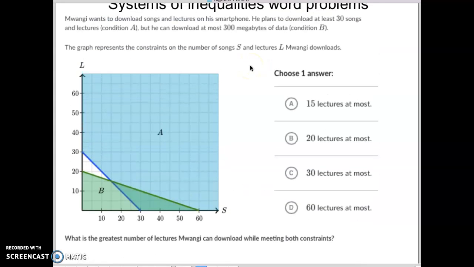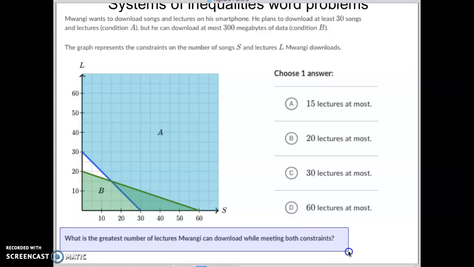So, where the heck is this? Oh, so they have graphed this situation for us. So, this is one of the things, so meets the expectations of A. This one meets the expectations of B. This darker shaded one in the middle meets the expectations of both. So, what they want to know is what is the most, oh, here it is, right down here. What is the greatest number of lectures he can download while meeting both constraints?